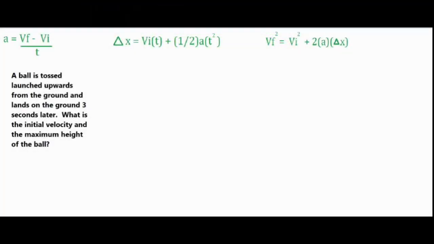In this video, we're going to be solving a free fall kinematics problem, and we have a ball tossed upwards from the ground and it lands on the ground 3 seconds later. What is the initial velocity and maximum height of the ball?